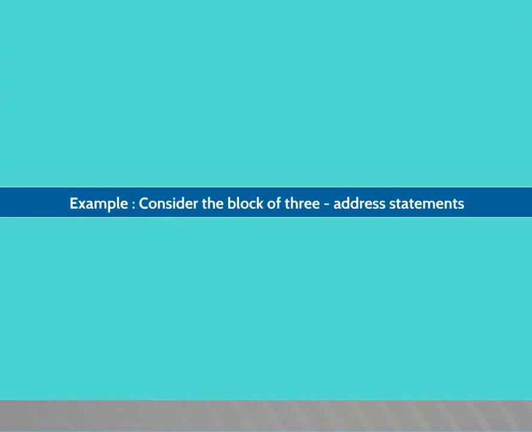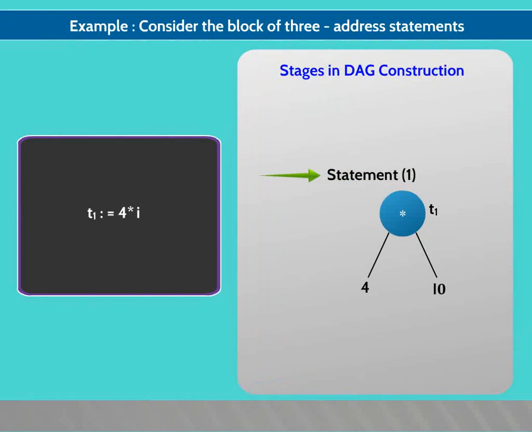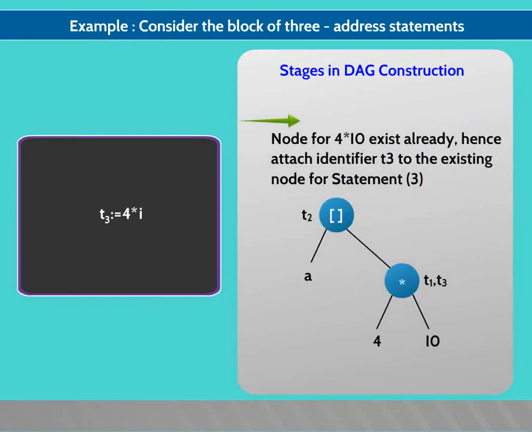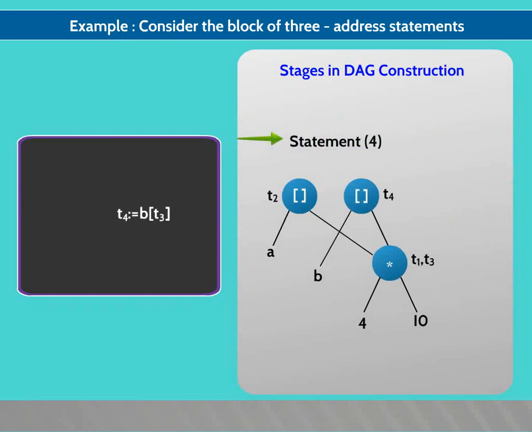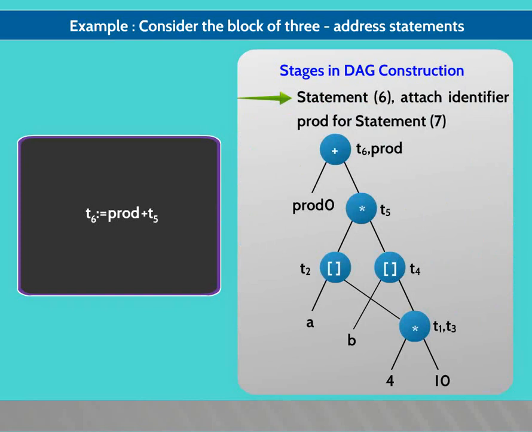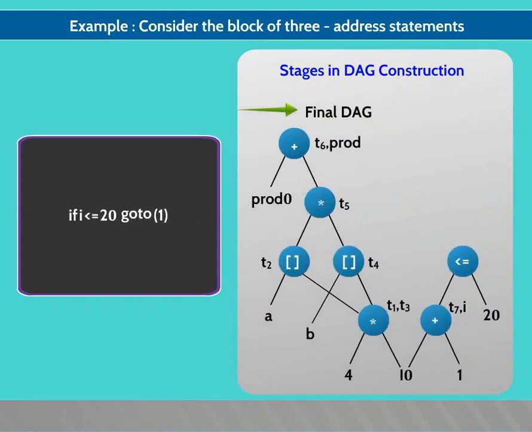Example, consider the block of three-address statements. t1 = 4 * i, t2 = a[t1], t3 = 4 * i, t4 = b[t3], t5 = t2 * t4, t6 = prod + t5, prod = t6, t7 = i + 1, i = t7. If i <= 20, go to 1.